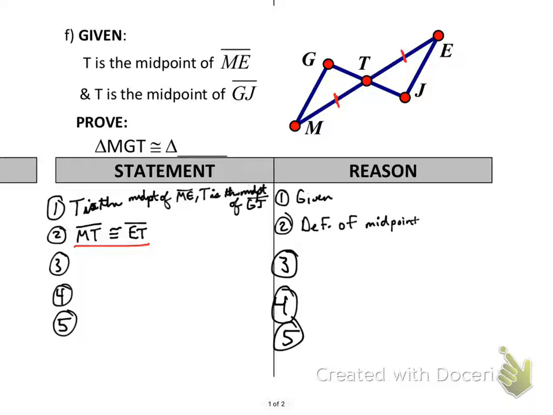So we can use the same logic for the next one. What do you think the next line is going to say? Segment GT is congruent to segment JT. And I'll show that on the diagram real quick. I'm going to mark that in blue. And I'll underline this one in blue. And you guys pick some color. And the reason for this one is definition of midpoint.